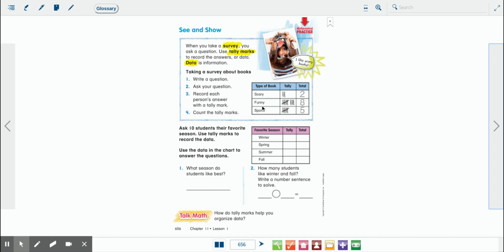All right, so now we're looking at funny books. Oh, I see a lot of friends liked funny books. I know this is a group of 5, so I don't need to count each one of those. I know 5, 6, 7, 8 votes, and sports has 5 votes. So if you have not done so, trace your total number of tallies.